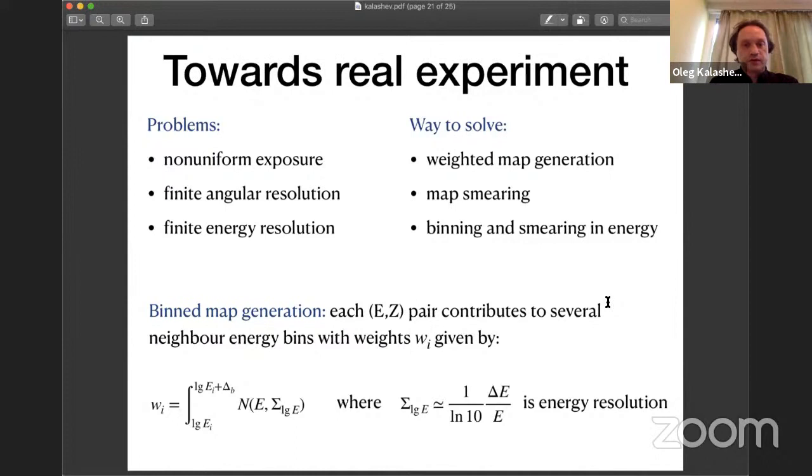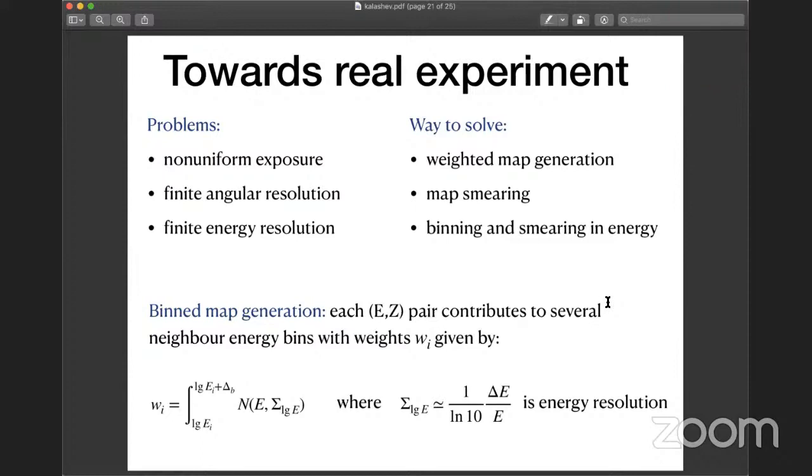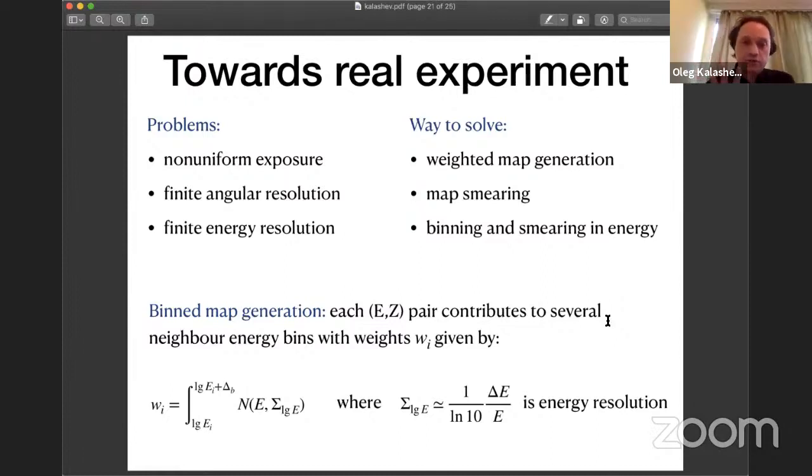First, non-uniform exposure is very easy to... Sorry to interrupt. This is the last talk, but we are already 5 minutes out of the schedule. Okay, I have just 2 slides more. Okay.